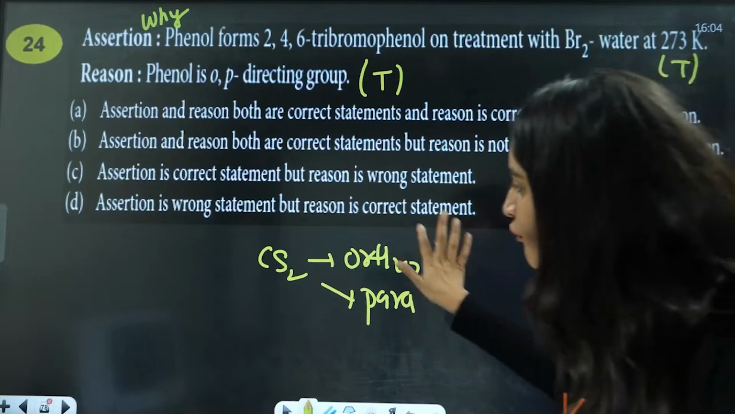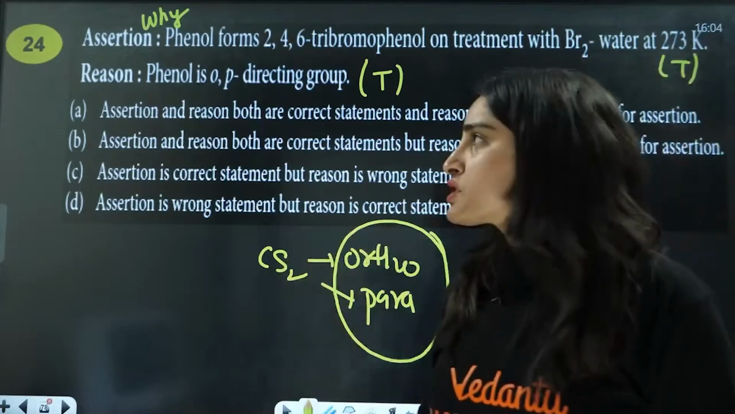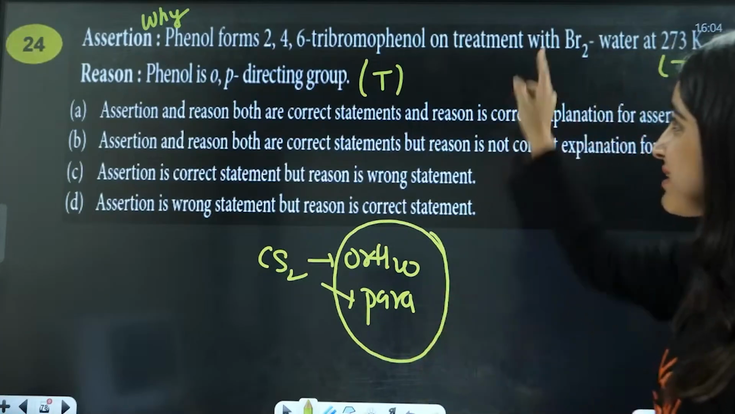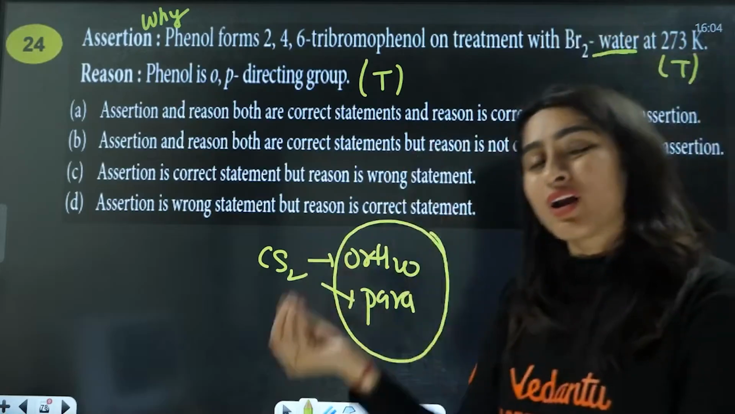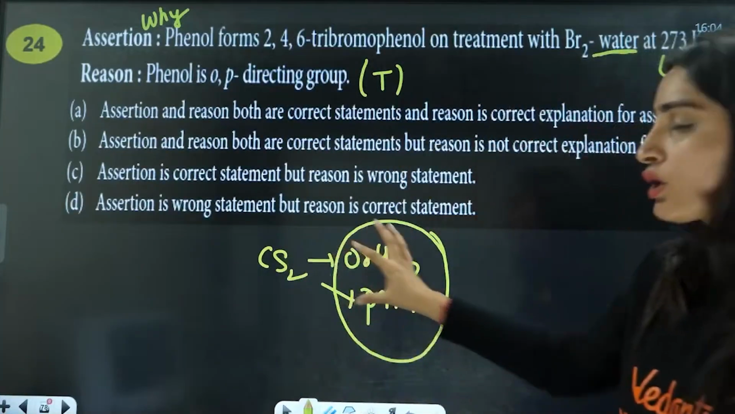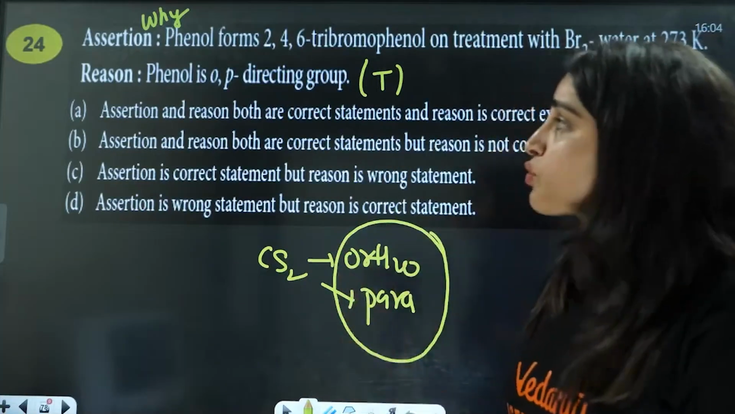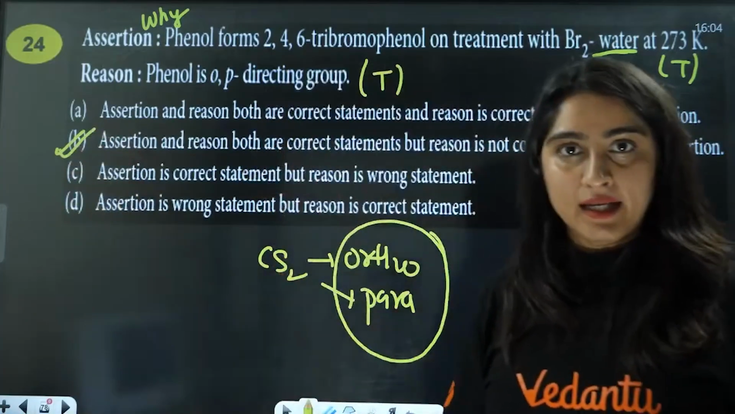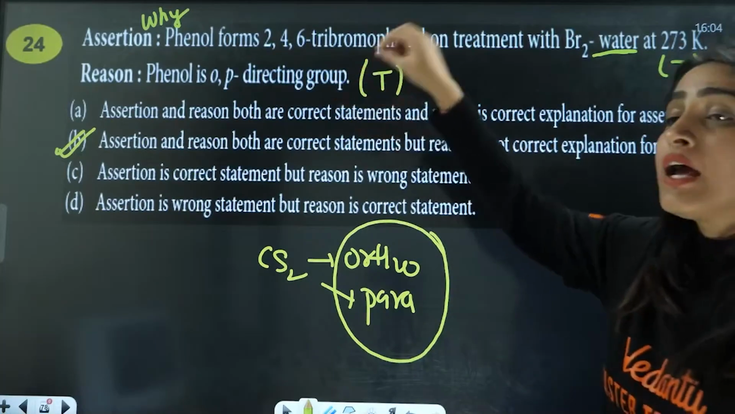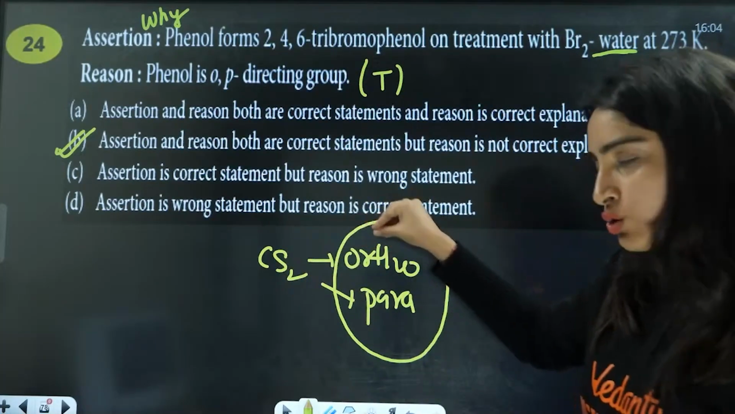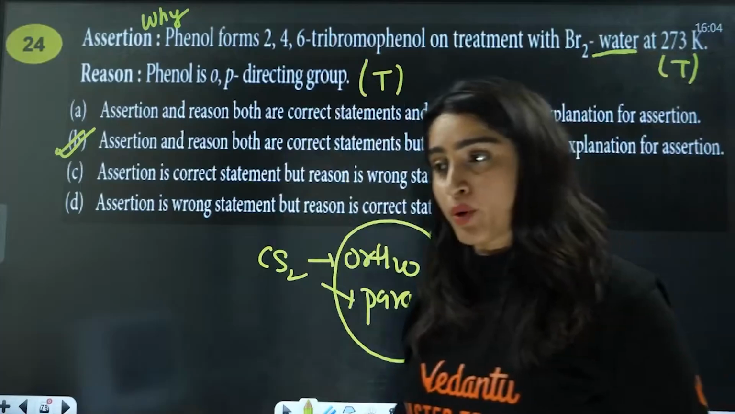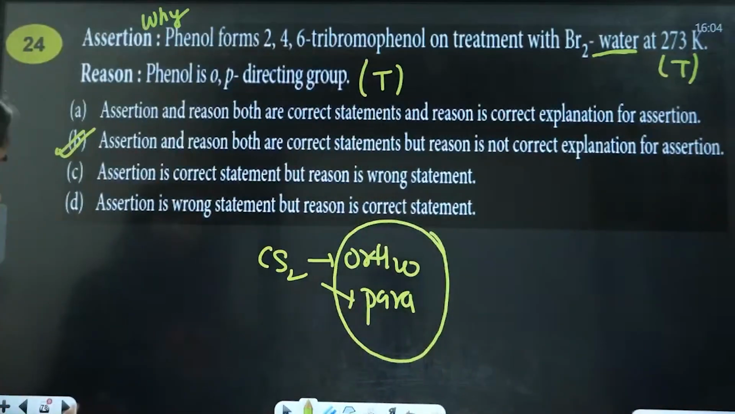Because phenol can also form ortho and para product differently. If we say this is the reason, then why not ortho and para product differently? Because, bacha, the reason is that in the case of polar solvent, it forms 2,4,6 substituted product. In the case of non-polar solvent, it forms ortho and para product differently. So this answer is going to be B, not A. This is not the reason for that. This is the reason why it forms ortho and para product with CS2, and with water it forms 2,4,6 tribromo product. Right? Okay, so B is going to be the right answer here.